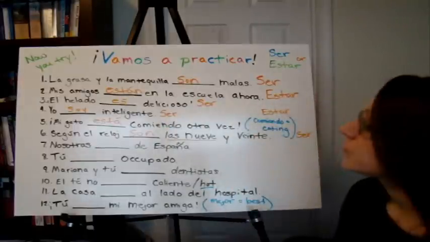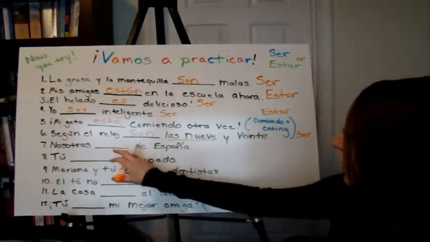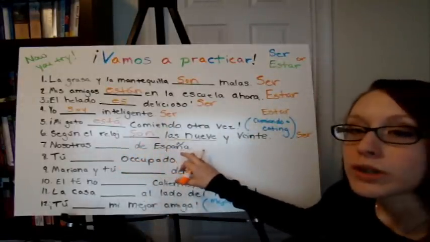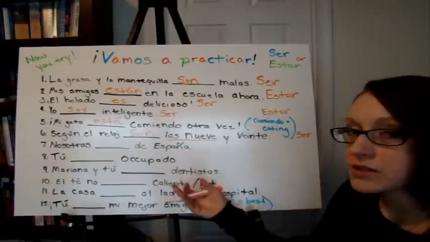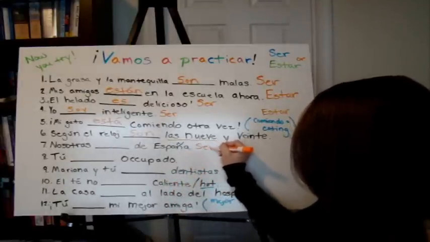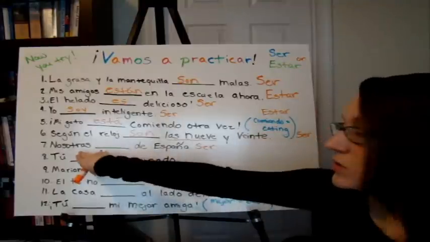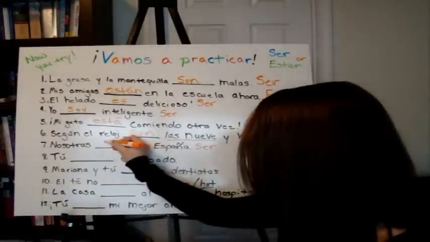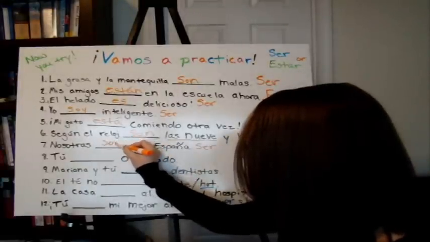Okay. Nosotras, blank, de España. We are from Spain. That is our origin. That's where we're from. Origins don't change. So we're going to use ser in its nosotras form, which will be somos.